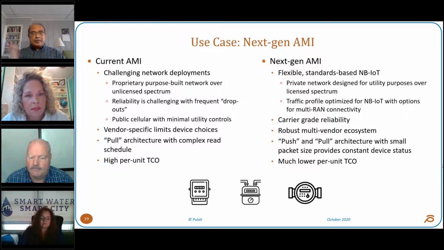And it's bidirectional, right? You are no longer constrained by this pull-only model. You can have a much more modern application framework where you can do asynchronous and synchronous subscribe and response, request and response models, as well as the traditional push and pull model. So there is a lot of flexibility on the application side. So we are excited about NB-IoT playing a role in next-gen AMI. Yeah, I think we definitely have some opportunities there.